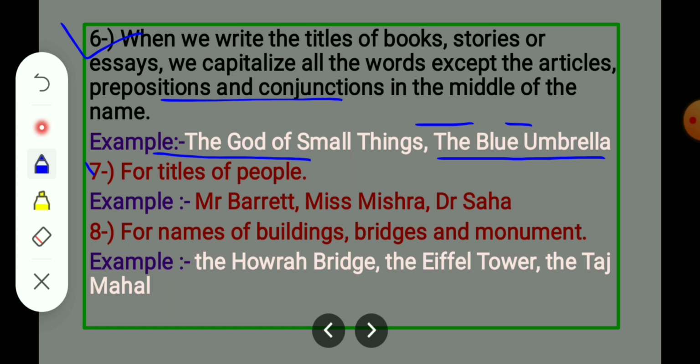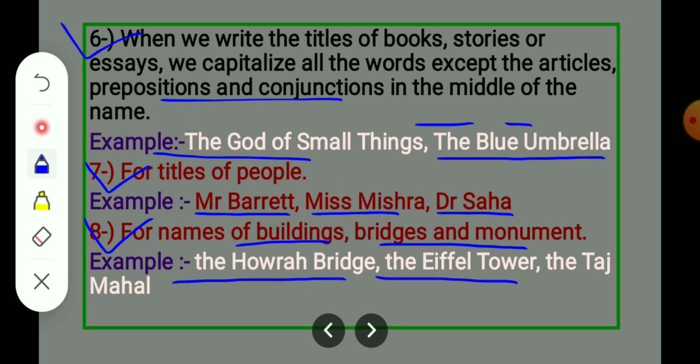Next use is for titles of people. So whenever we are writing the titles of people, we start with the capital letter. Mr. Barrett, Miss Mishra, Dr. Saha. Next use is for names of buildings, bridges and monuments. So whenever we name the building, bridge or monument, we start it with the capital letter. Example can be seen here, the Howrah Bridge, the Eiffel Tower, the Taj Mahal.